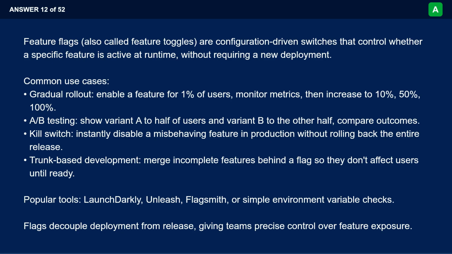A/B testing, show variant A to half of users and variant B to the other half, compare outcomes. Kill switch, instantly disable a misbehaving feature in production without rolling back the entire release. Trunk-based development, merge incomplete features behind a flag so they don't affect users until ready. Popular tools: LaunchDarkly, Unleash, Flagsmith, or simple environment variable checks. Flags decouple deployment from release, giving teams precise control over feature exposure.